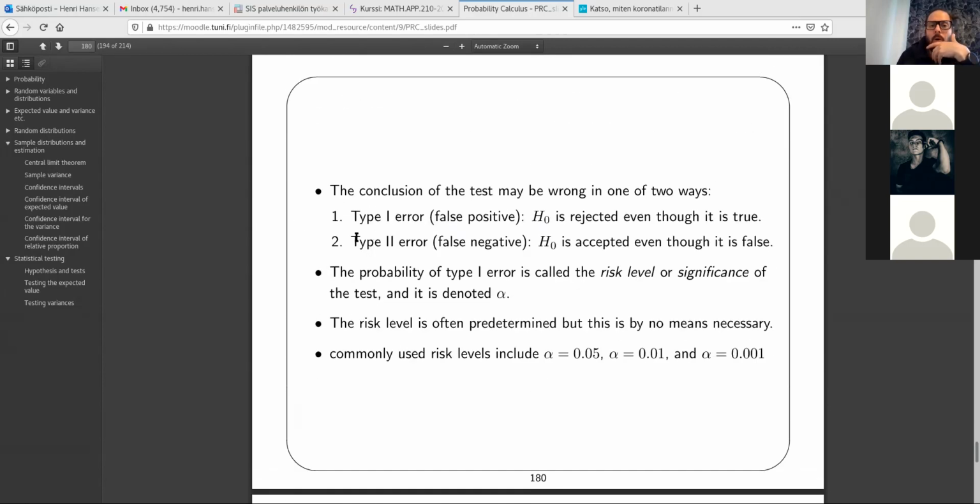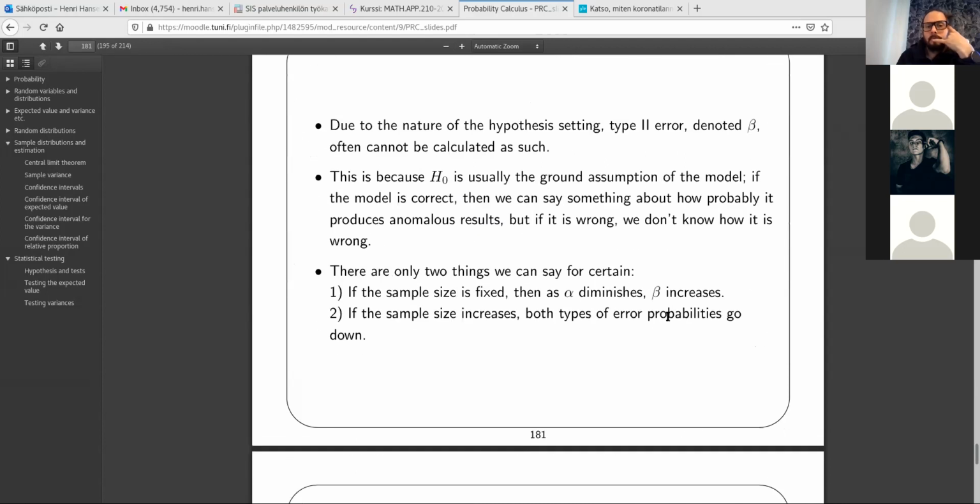But we have no idea what happens otherwise. I mean, do we accept it even though the hypothesis is false? Usually this zero or null hypothesis is the ground assumption of the model that we are using. If the model is correct, then we can say how probably it produces anomalous results, results that are very large or very small. But if it's wrong, we don't know how and why it is wrong or how it's false.